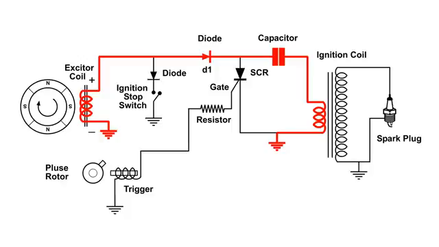Now take a look at the pulse rotor. In this position, it has induced a signal into the trigger, which goes up through the resistor onto the gate of that SCR. That SCR now fires or shorts out, and all the voltage that was stored in that capacitor now discharges and produces a spark at the spark plug.